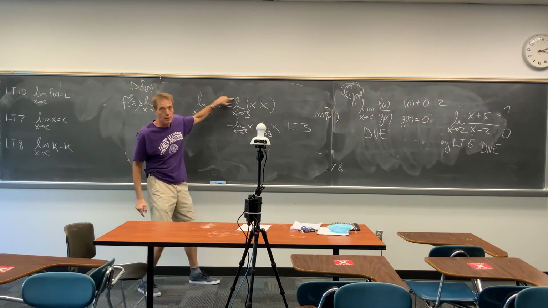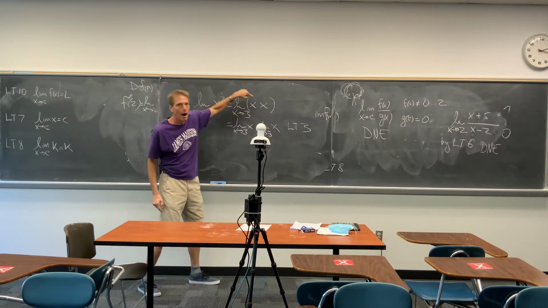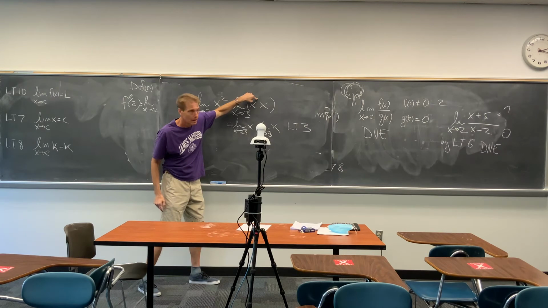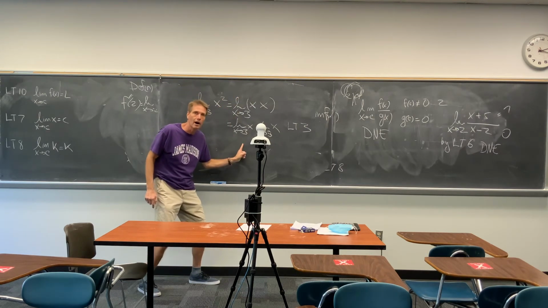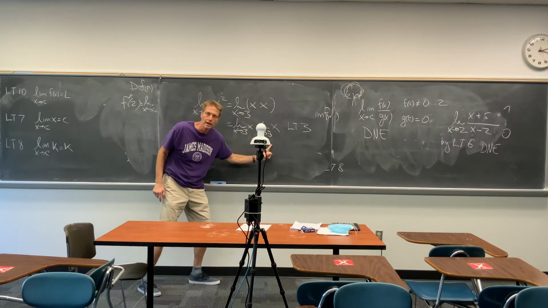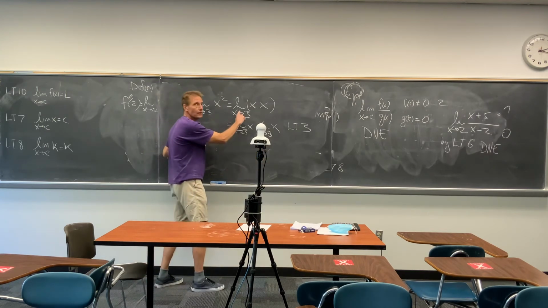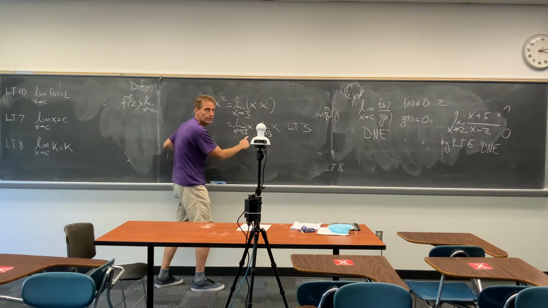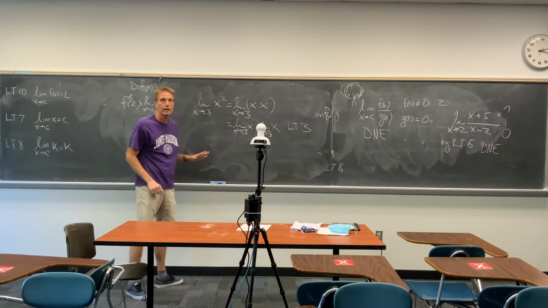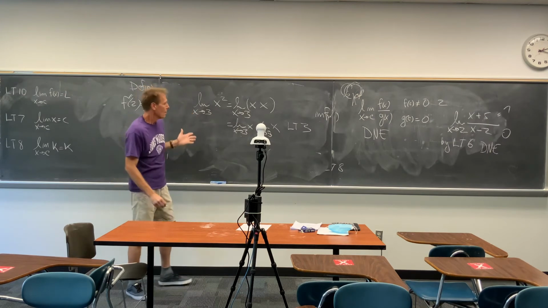Now you're going to say this with me. Get your hand on that space bar. The limit of the product is the product of the limits. So if you have the limit of f times g, it's equal to the limit of f times the limit of g.